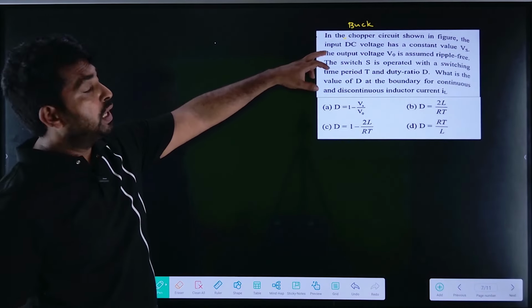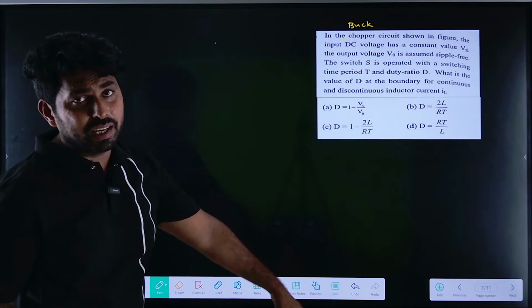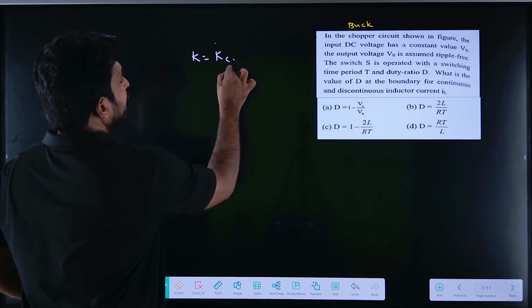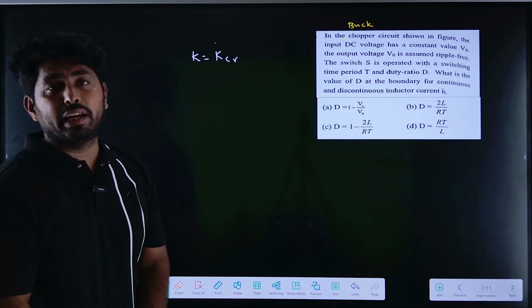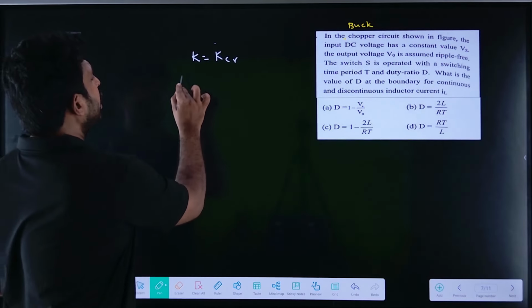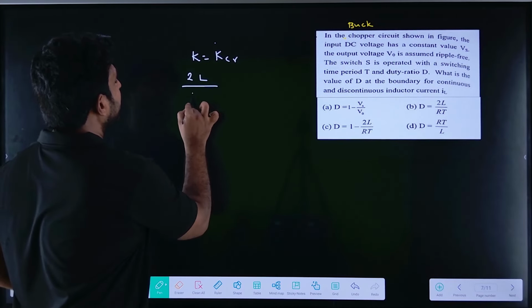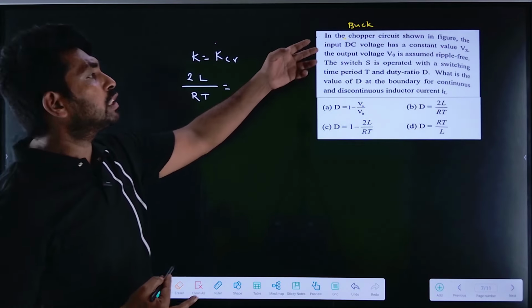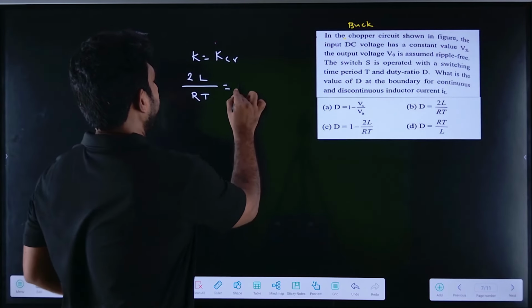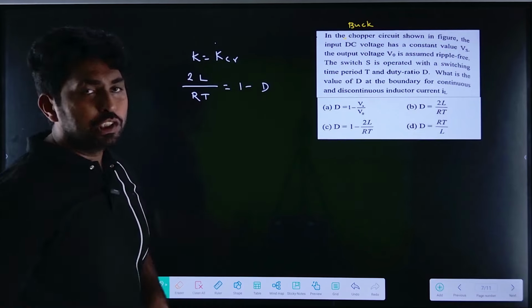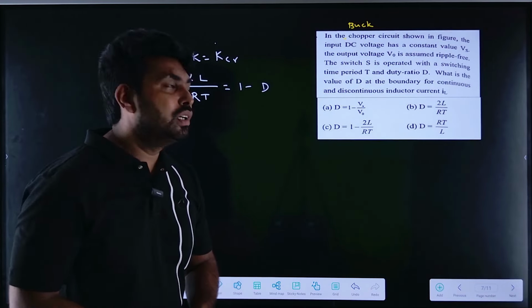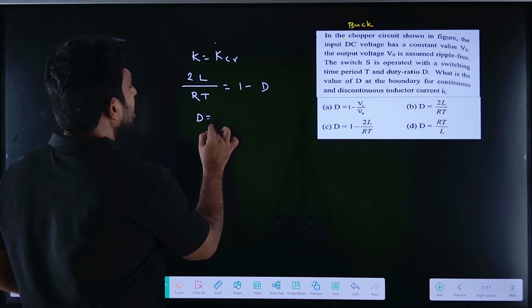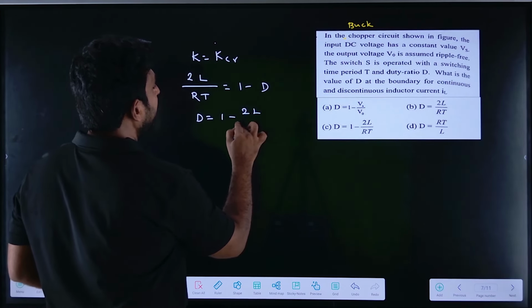So here, what if it is a buck converter? What is the condition for the critical conduction mode? K equal to K critical. The K value, which is always constant, is equal to L by R into T. So what is the K critical? In case of a buck converter, it would be 1 minus D. From that, find the D value. How can you find the D value? D equals 1 minus 2L by R.